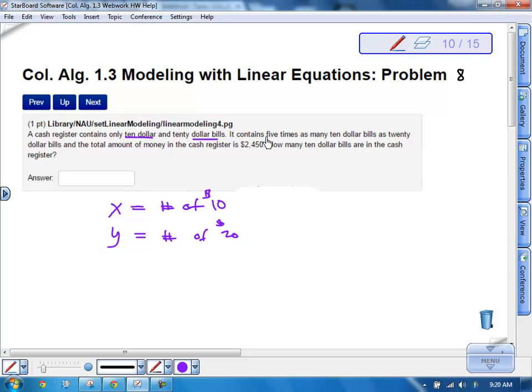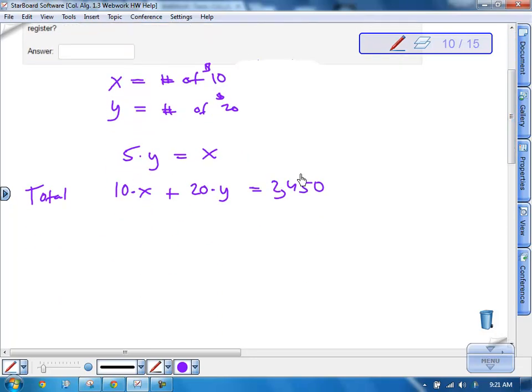It says the cash register contains 5 times as many $10 bills as $20 bills. So that means 5 times the number of $20 bills gives you the number of $10 bills. There's one equation. The next equation is for total amount of money. We know that the number of $10 bills, which would be x times 10, plus the number of $20 bills, y times 20, would give you the total amount of money in the cash register. So those are the two equations we're solving.